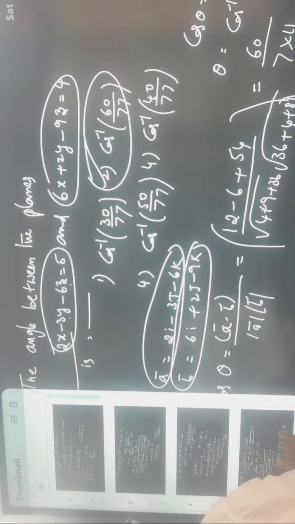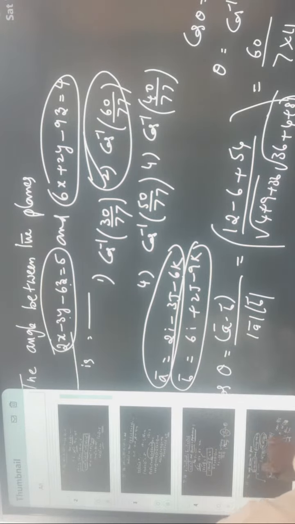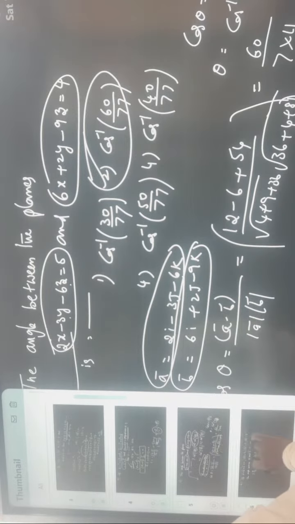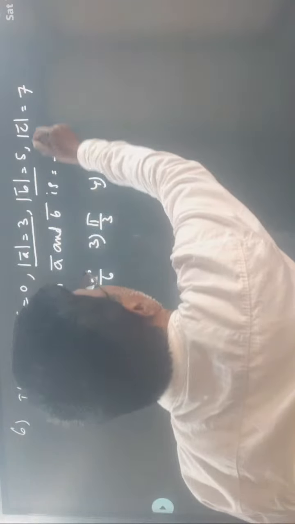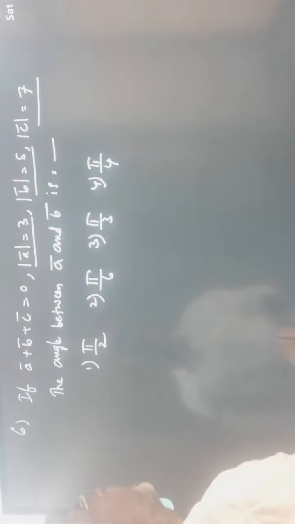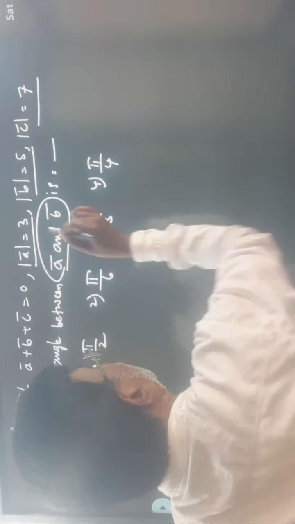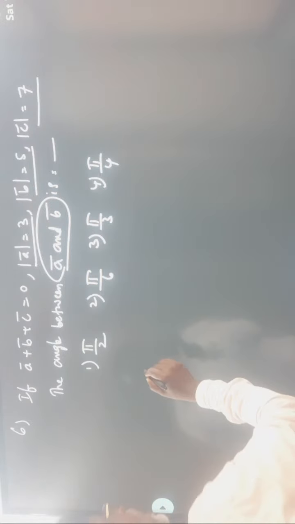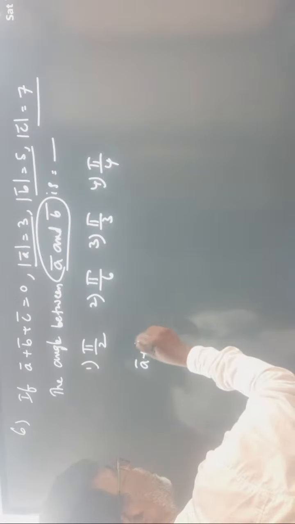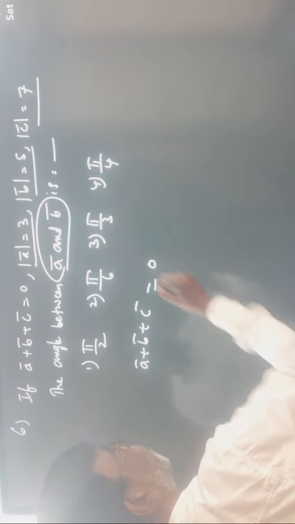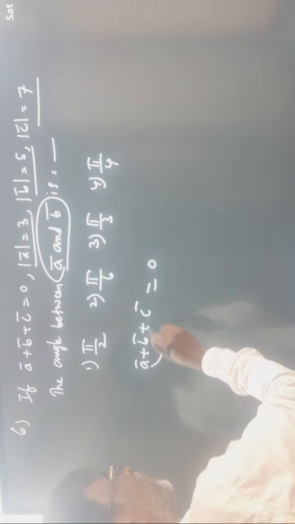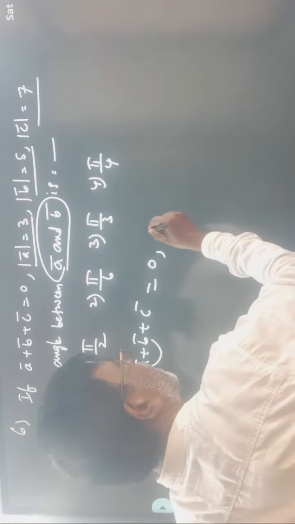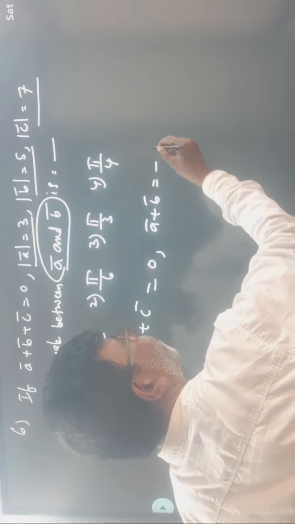We will come to another question. A bar plus B bar plus C bar equals 0. Mod A bar, mod B bar and mod C bar are given, and the angle between A bar and B bar is asked. So how to solve this type of question? First, A bar plus B bar plus C bar equals 0, that is given. The angle between A and B is asked, so take C to that side. So A bar plus B bar equals minus C bar.